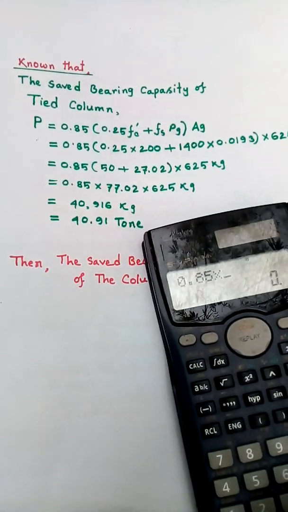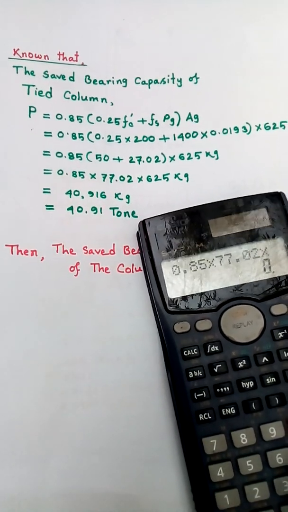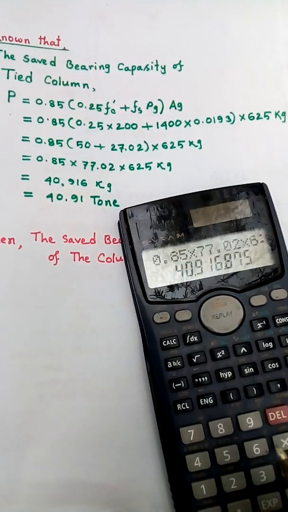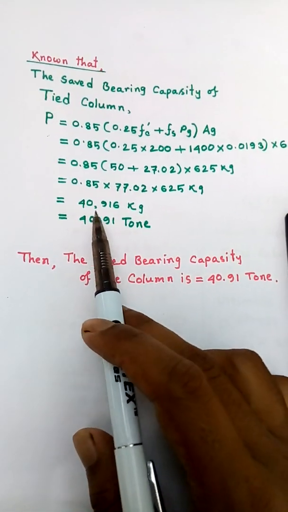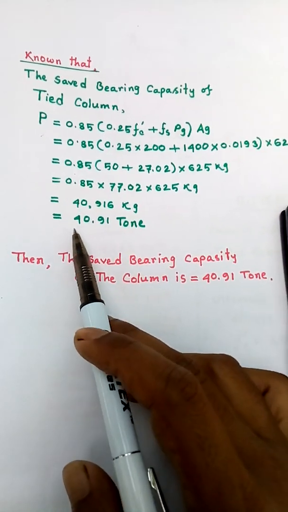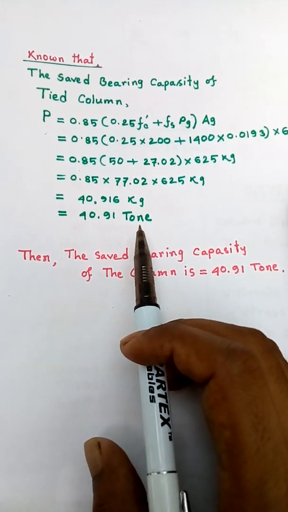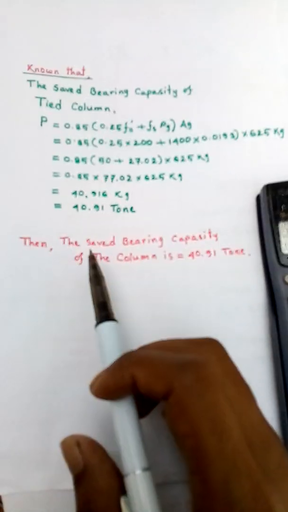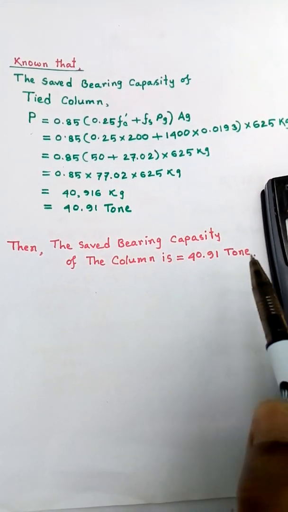After multiplying 0.85 into 77.02 and 625 we get 40,916 kg, equal to 40.91 ton. We know that 1 ton equals 1000 kg. Then the safe bearing capacity of the column is 40.91 ton.